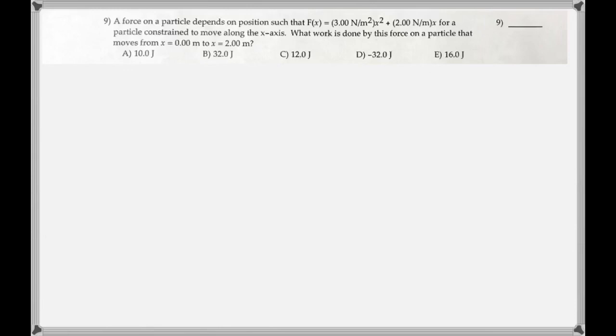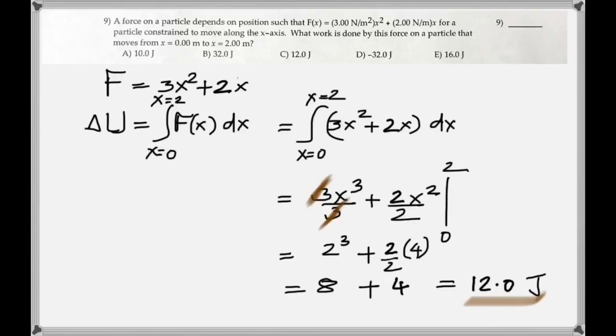Here we have a force acting on a particle that is a function of distance. So you can see that it's not a constant force. It depends on the distance, and it's constrained to move along the x-axis, so there are no y or z coordinates. And you have to find the work done. The basic definition of work is integral F dot dx between the limits, in this case 0 to 2.